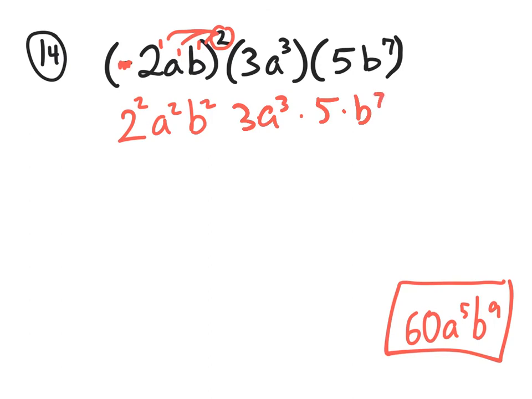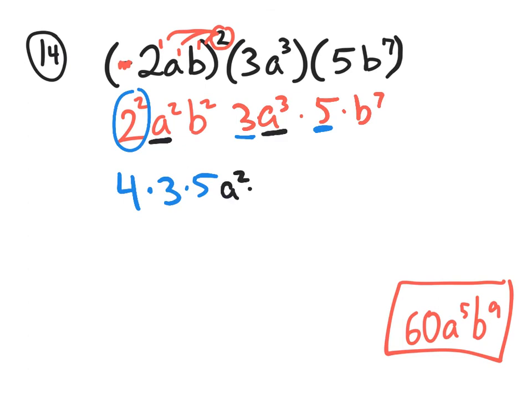7th. Okay, so now let's rearrange things. Let's go with the coefficients first. 2 squared, that's really 4, times 3 times 5. So that's going to be my coefficient on my answer, but let me rewrite the rest. Let me bring down the a squared and the a to the 3rd. A squared times a to the 3rd. Let me also bring down the b's. There's b squared right there and b to the 7th. B squared and b to the 7th.